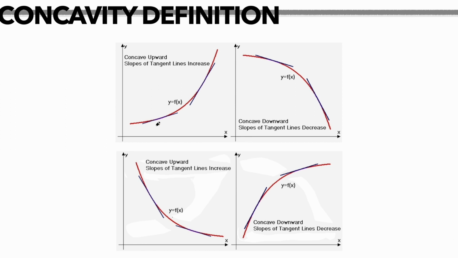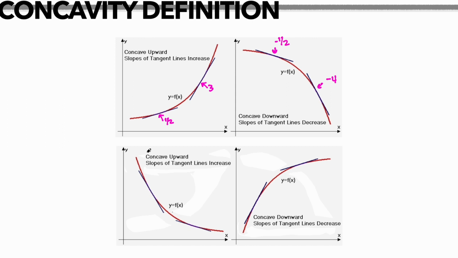When it's concave up, the tangent lines continually increase. Like the slope of this line might be a half, yet the slope of this line is 3. So as you're going from left to right, the slope is increasing. Or you could have slopes that are decreasing, like this slope could be -1/2 and this slope could be -4. They are getting lower. So with concave up the tangent slopes increase, and with concave down the tangent slopes decrease.